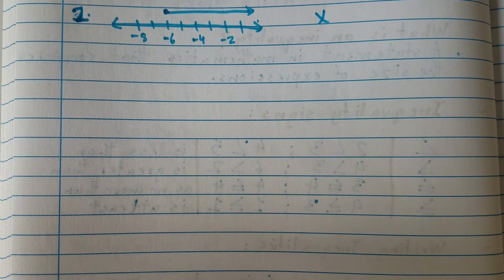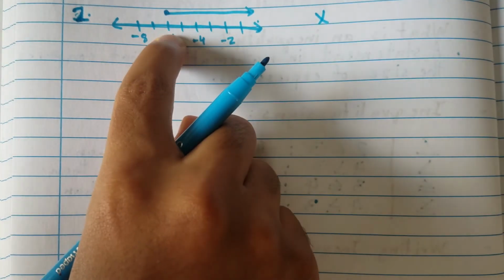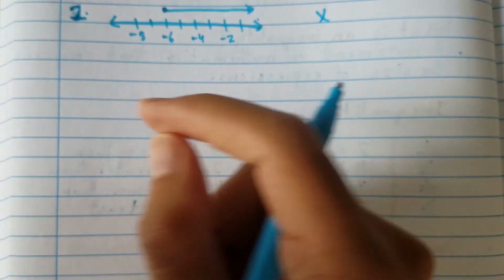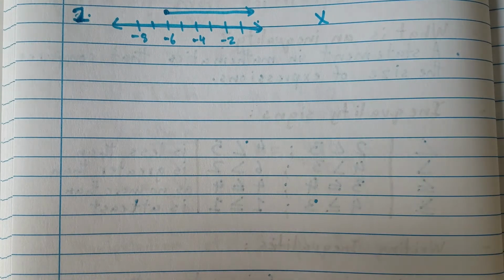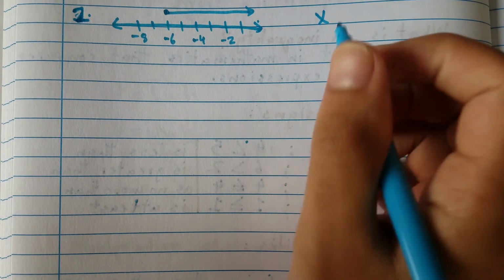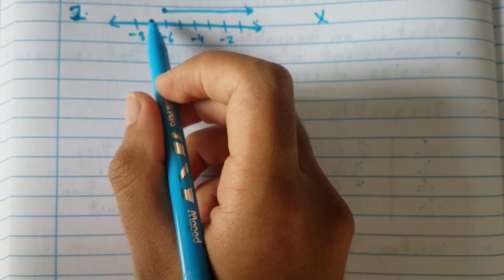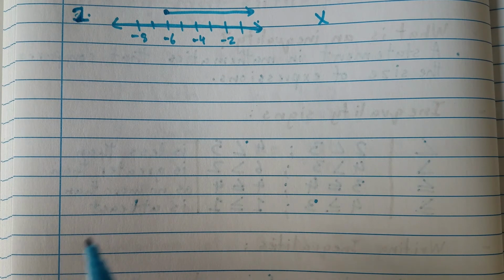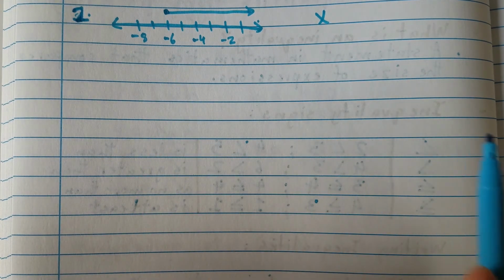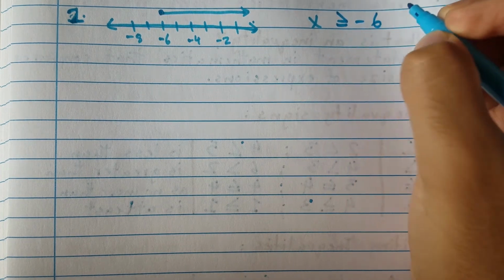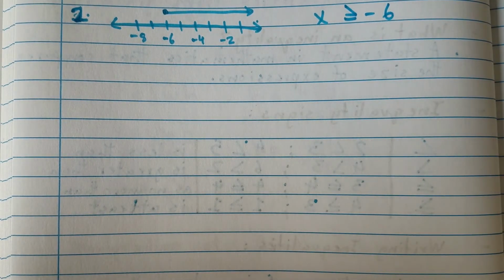So I can see that the inequality starts from negative 6. And negative 6 is included in this inequality. So it could be either greater than or equal to or less than or equal to. But here I can see that x is greater than or equal to negative 6 because it includes all numbers that are equal to negative 6 and those that are greater than negative 6. So x is greater than or equal to negative 6. Or in simple terms, you could say x is at least negative 6.